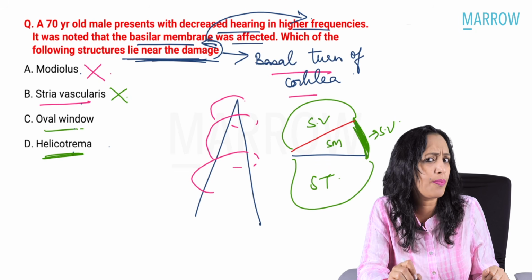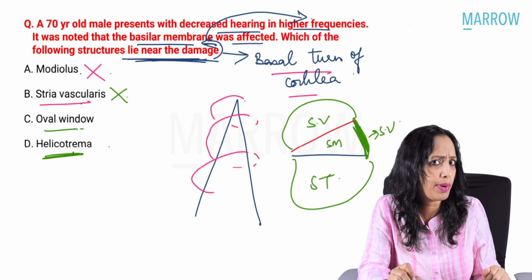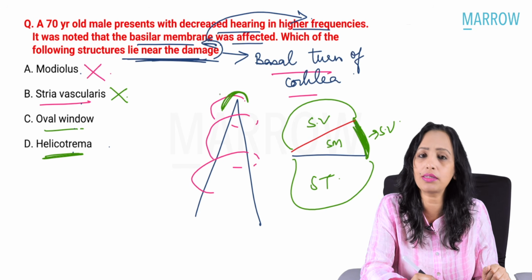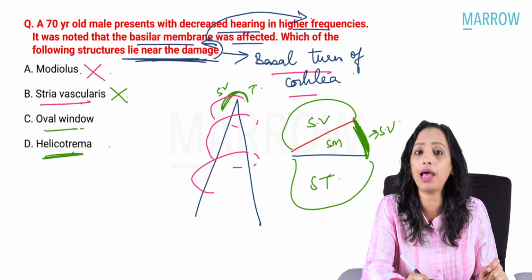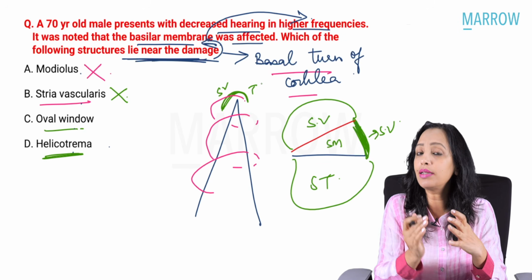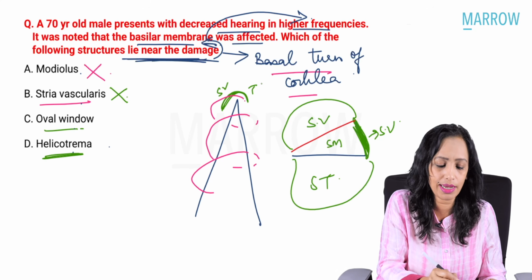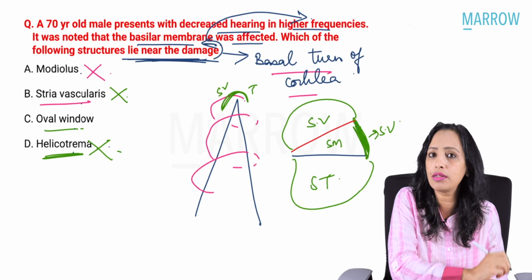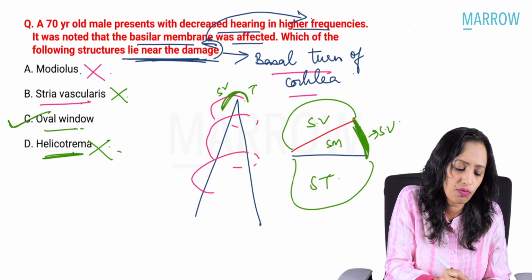Okay, helicotrema. Do we know helicotrema? Yes, we know. Where is helicotrema? Helicotrema is at the apical turn. It is where the scala vestibuli and the scala tympani communicate at the apex of the cochlea. That is helicotrema. So that is again not the basal turn. So that also cannot be the answer. The answer looks like the oval window.